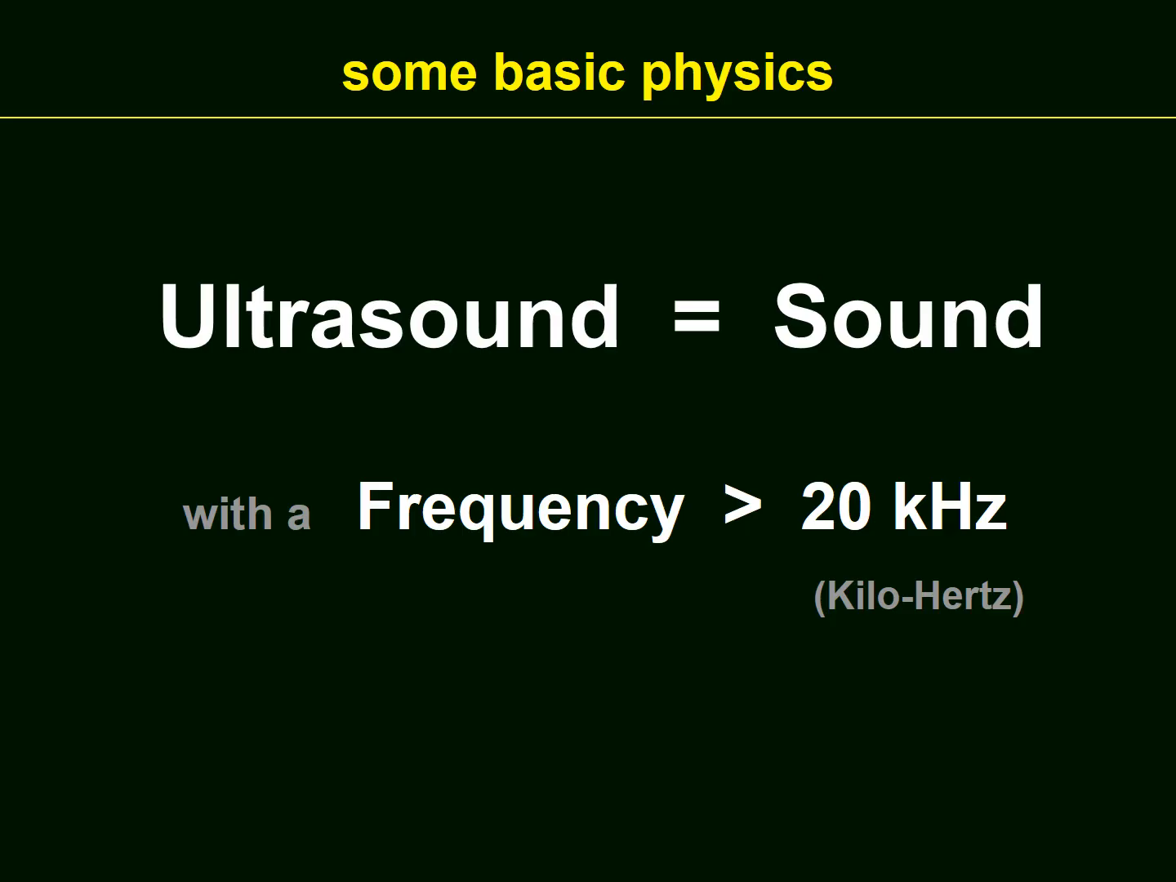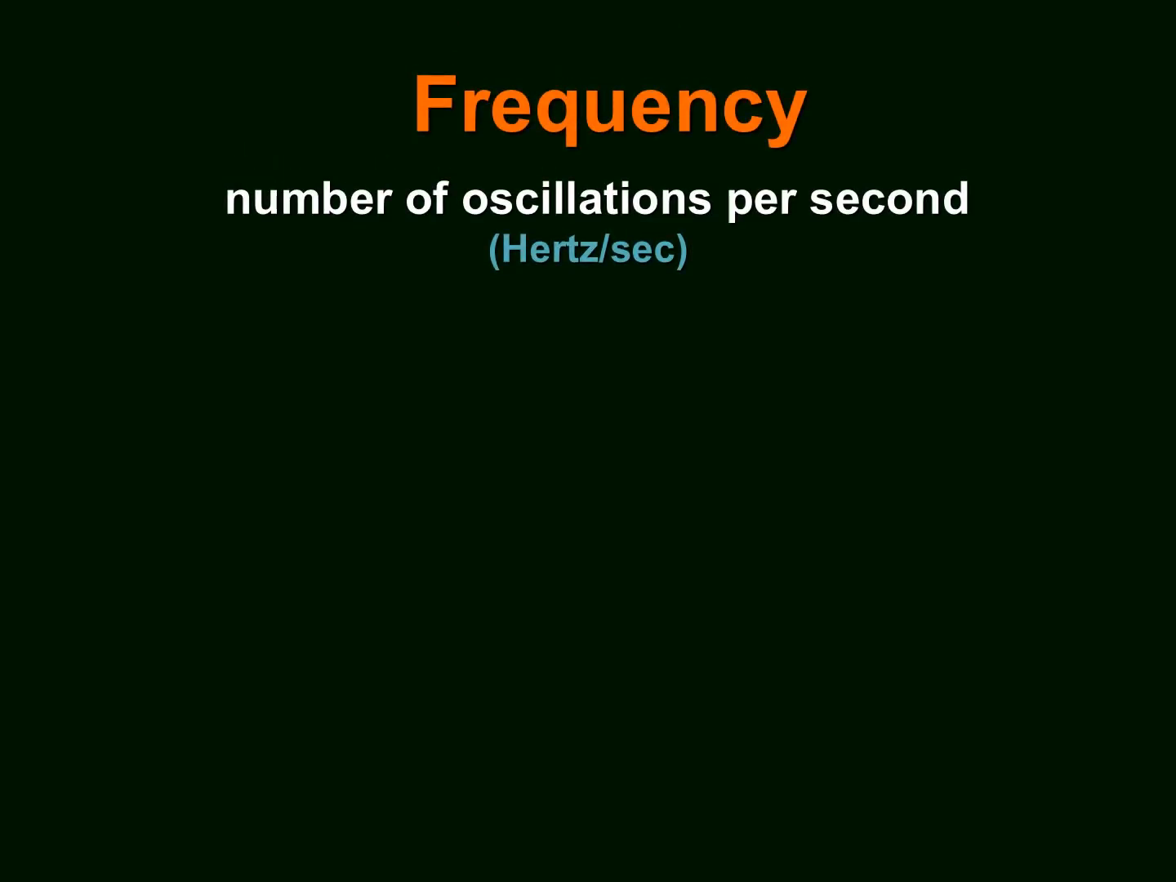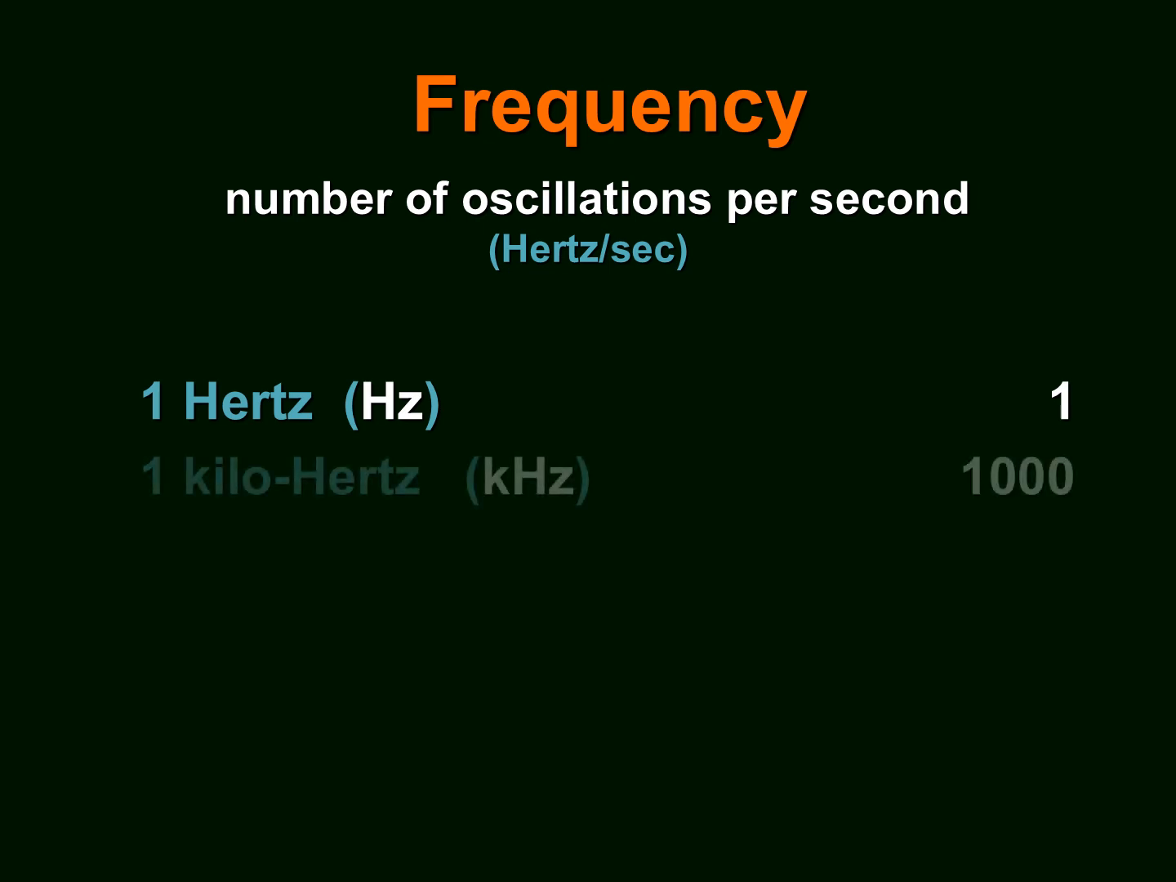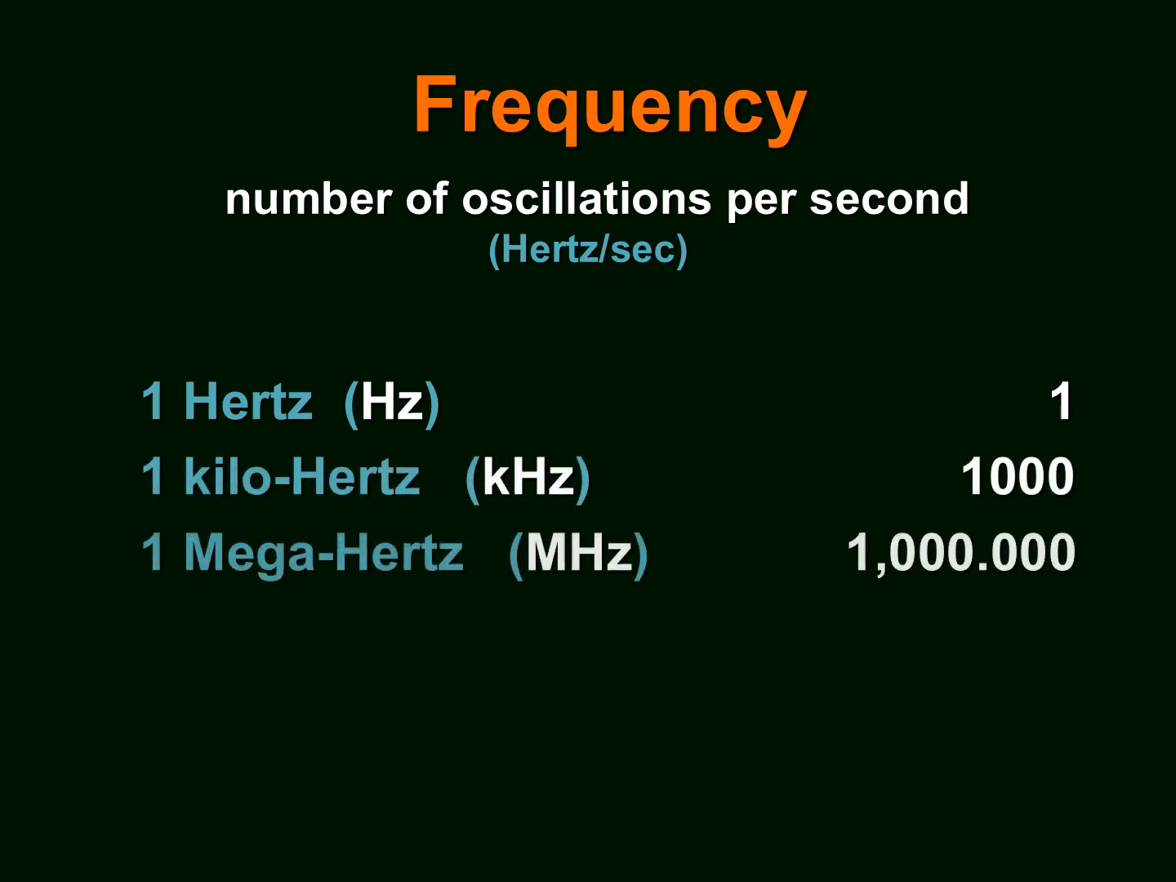Ultrasound is sound, but with a frequency above 20 kilohertz. What are kilohertz? What are hertz? The number of oscillations per second. 1 hertz is 1 oscillation per second. 1 kilohertz is 1000 oscillations per second, and 1 megahertz is 1 million cycles or oscillations per second.